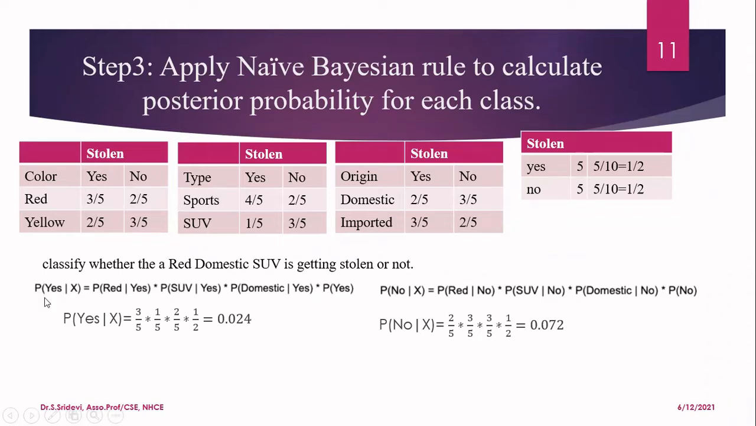You have to now find out how many equations you are going to write like this. It depends upon your target class. In my target class, I have 2 different labels. One is S and another is no. So for each of the variables in the target class, I need to write it. So now I am going to write, what is the probability of getting S for the given instance. The instance is given, this is a given instance, red domestic SUV. So that I am going to write as X. X is nothing but 1 instance.